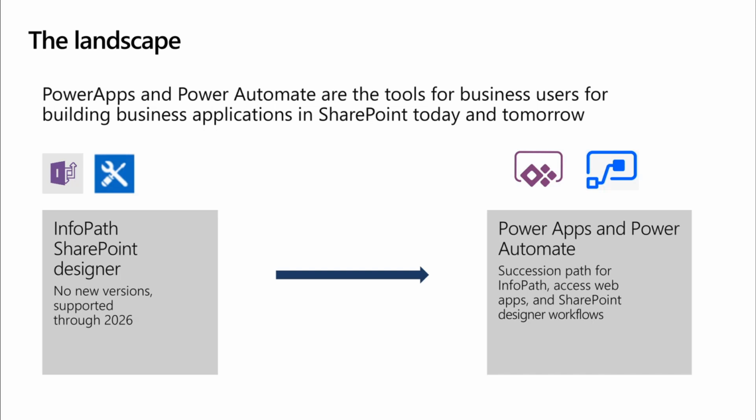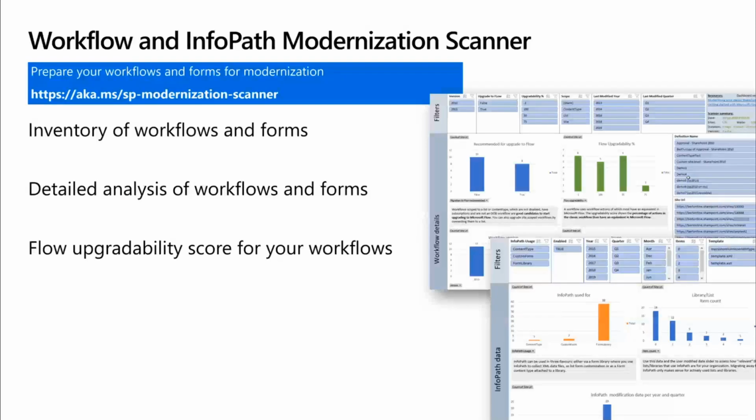And one of the things we learned a lot is people really wanted an understanding of what is going on in their tenant and how their users are using these tools. So the Modernization Scanner now has the ability to give you a report on workflows and InfoPath usage. So I would highly recommend to download the latest. It gives you a really detailed analysis for workflows and InfoPath.